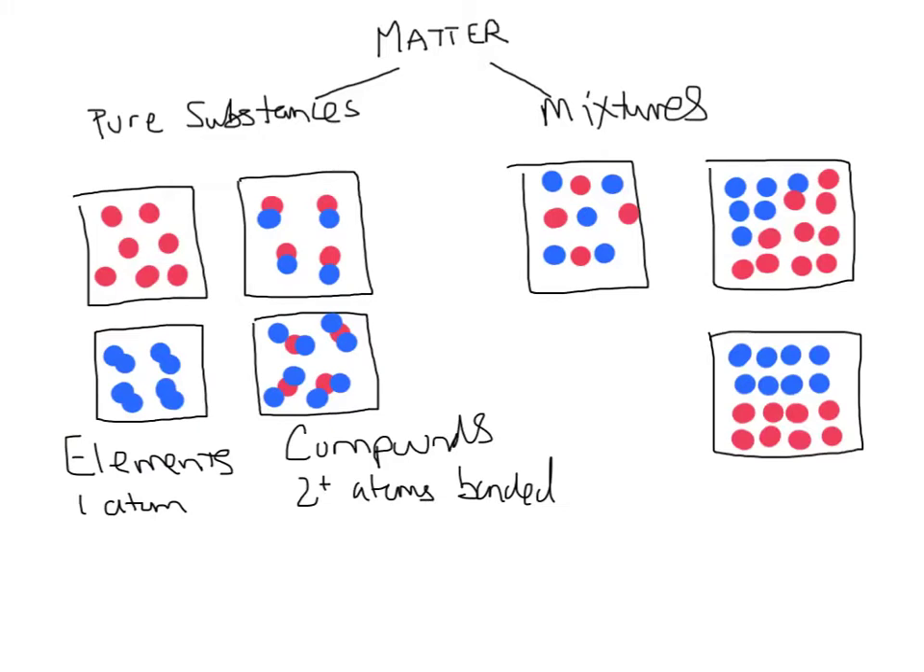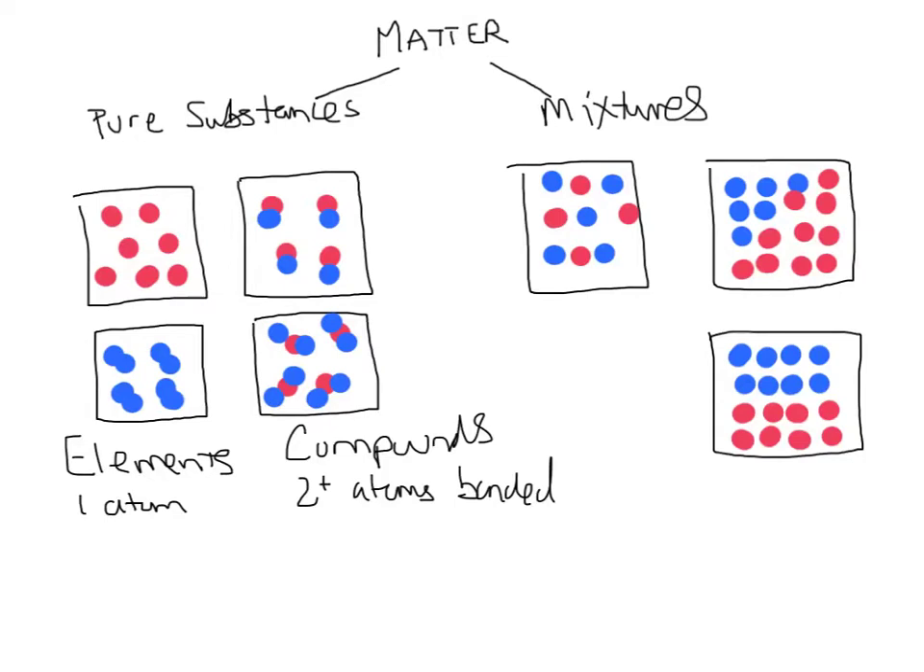Next, we'll look here at compounds. Again, compounds are pure substances because every particle is identical. You can circle each particle and they are essentially identical to one another within the box. But these are compounds and not elements because compounds have 2 different types of atoms that are chemically bonded. So we can see that they are 2 different colors.